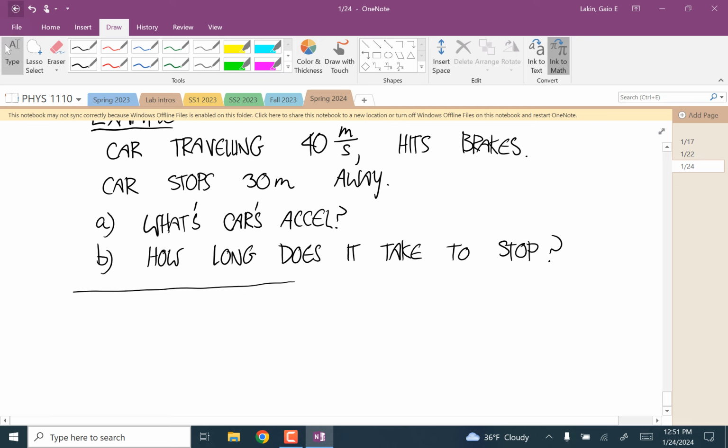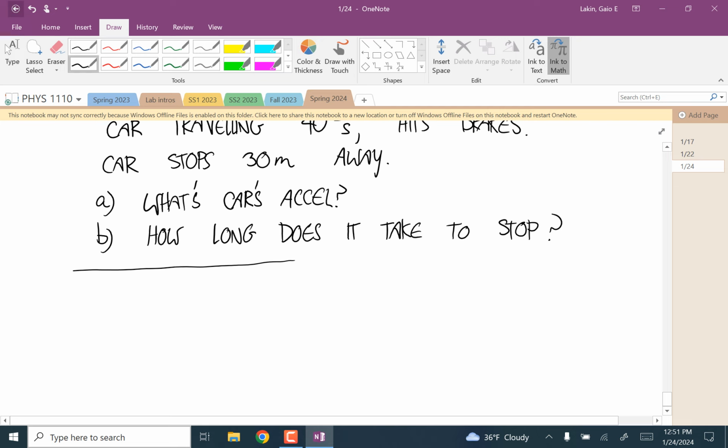All right, well, I'm going to just draw a little picture of what's going on. So here's the car. It's going this way, slowing down. Let's say this is where it hits the brakes. This is where it stops. So when it stops, it's at rest. Its speed is 0. And we know that the distance between these 2 points is 30 meters.